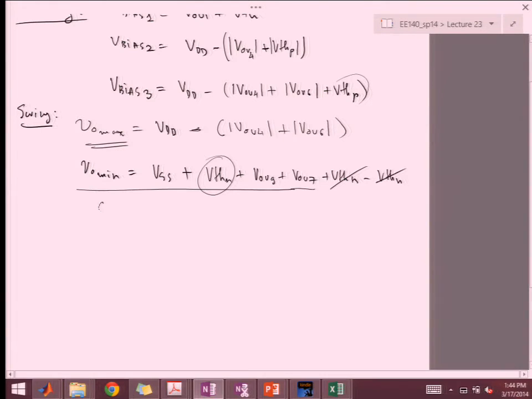Okay, so here you can replace the current mirror for lower VO min. Right.